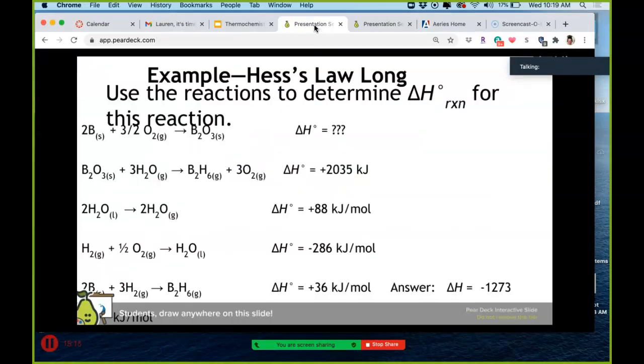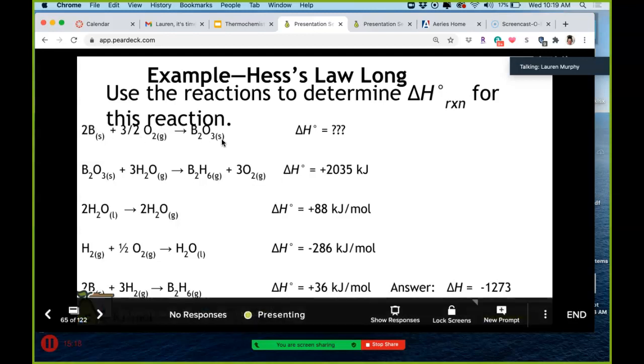So here's one last practice we're going to do together. Please don't let the fractions freak you out. This one is going to entail a little bit more work for this Hess's law the long way because there's 4 different reactions we're going to have to potentially manipulate. But don't let the fractions freak you out. I promise they'll work themselves out. So let's try this.